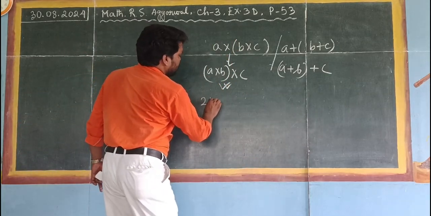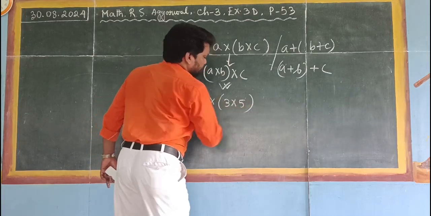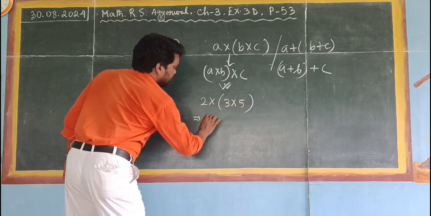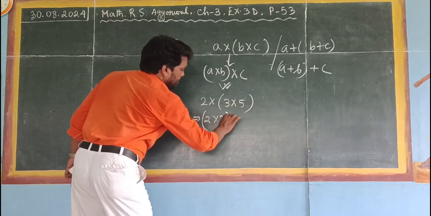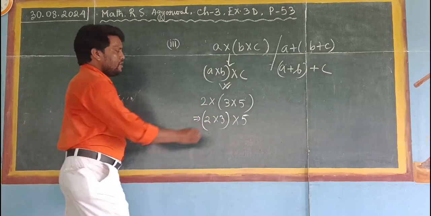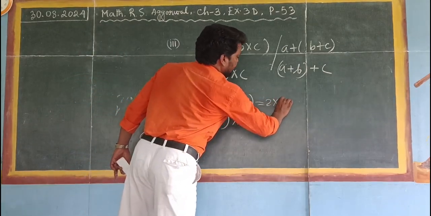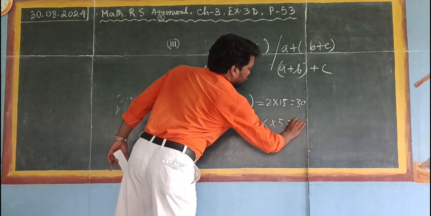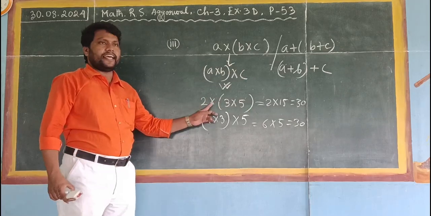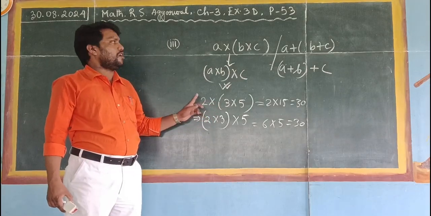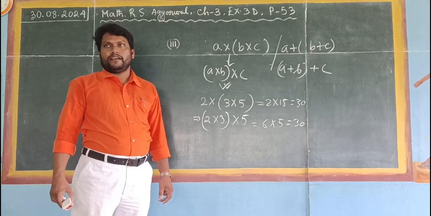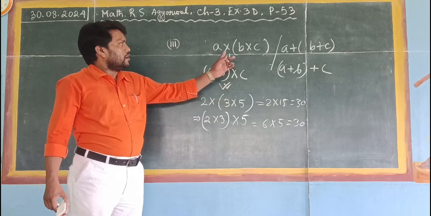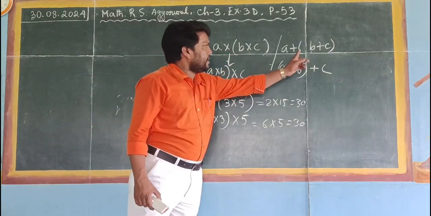Now give an example. Suppose 2 into 3 into 5. Now it can be written as 2 into 3 within bracket, outside the bracket 5. Now you get the same result. 2 into 15, that means 30. Here 6 into 5, also 30. So it can be written in this condition. This is called associativity, associative property. That is applied in case of multiplication and addition.